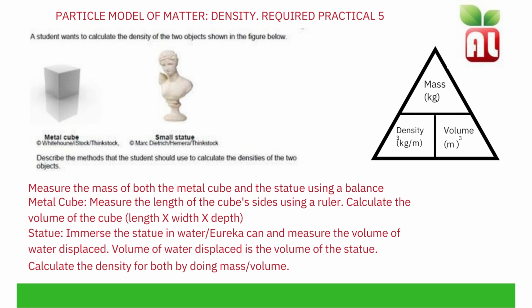For the volume of the statue, immerse the statue in water in a Eureka can and measure the volume of water displaced. The volume of water displaced is the volume of the statue. The volume of an irregular object can also be found by submerging the object in a measuring cylinder, recording the volume of water at the start and after the object has been submerged. Subtracting these values will give you the volume of the statue. Calculate the density for both by doing mass divided by volume.